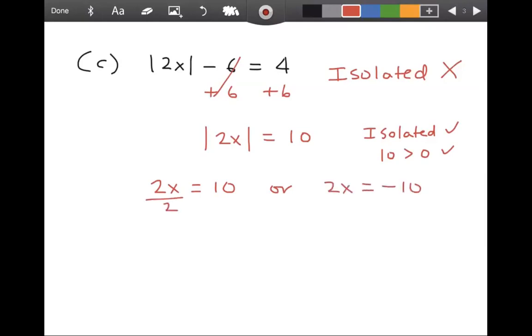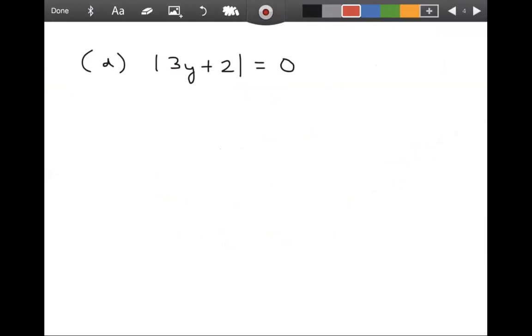Of course, if 2x is 10, that means x is 5. If 2x is negative 10, that means x is negative 5. All right, so this equation has two solutions, 5 and negative 5. I think you'll find that most of the time these equations have two solutions, but not always.